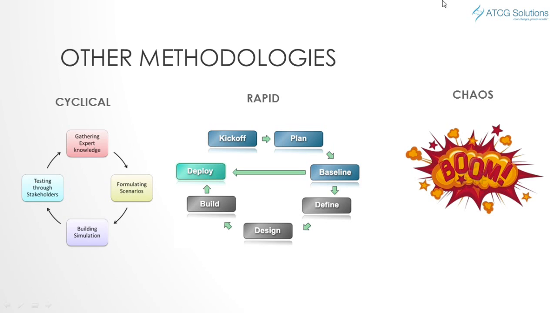Other methodologies. ASAP is not the only methodology that is used for SAP. Some are cyclical, which means you build, you put into production, you build, you put into production. There's rapid. A lot of times people build in production and then they transport it into development and put it back into production. And then a lot of times there's chaos. So ASAP methodology is highly recommended for a successful SAP project.